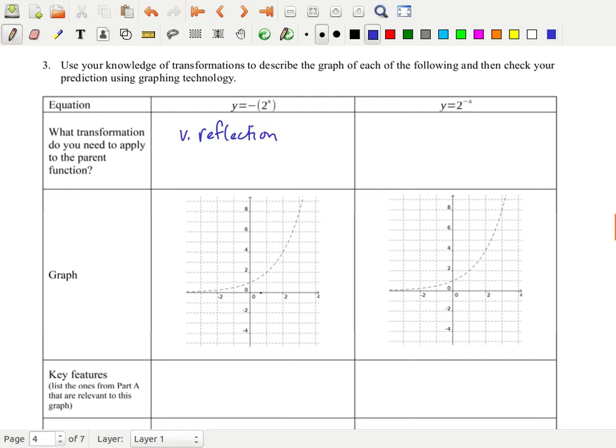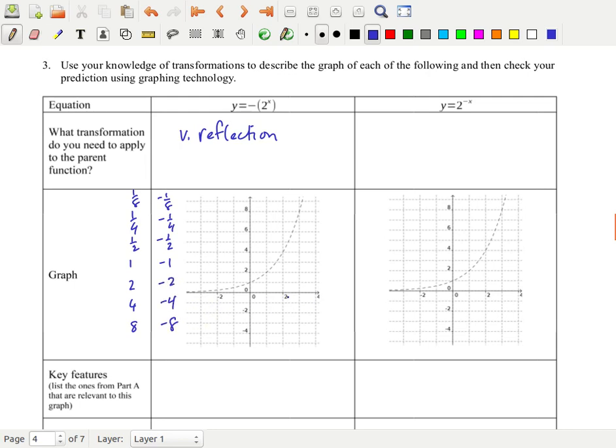So what is a vertical reflection going to look like here? Once again, let me just write out my step pattern: 1, 2, 4, 8, 1/2, 1/4, 1/8. When I do my vertical reflection, these all become negative values. So that becomes negative 1/8, negative 1/4, negative 1/2, negative 1, negative 2, negative 4, negative 8.